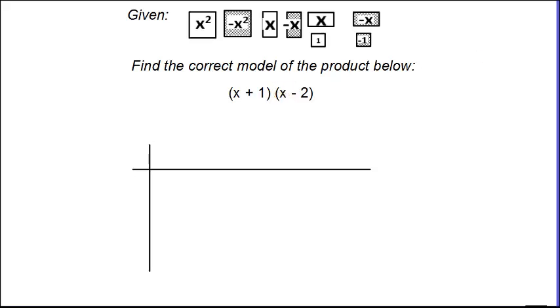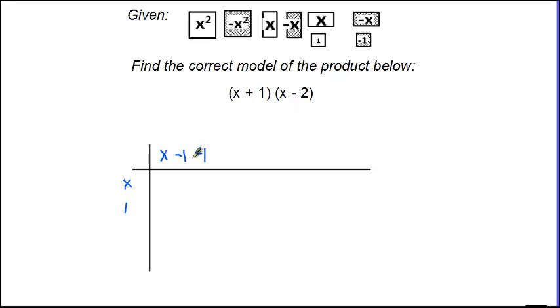So the first thing that we are going to do is to write x plus 1 on this side and then x minus 2 on top, x minus 1 minus 1. Now it doesn't really matter where you write x plus 1. You can write x plus 1 here and you can write x minus 1 here. Remember that the product obeys the commutative property. So now we are ready to multiply.